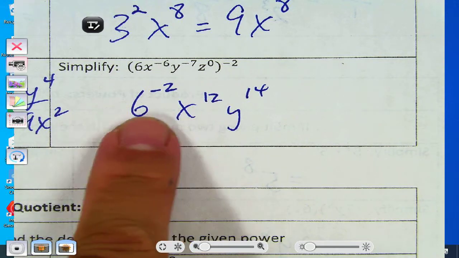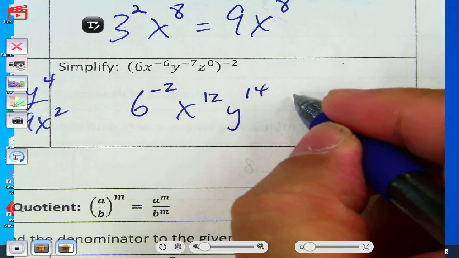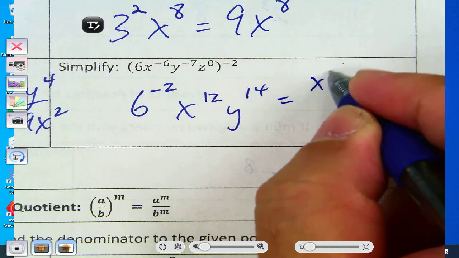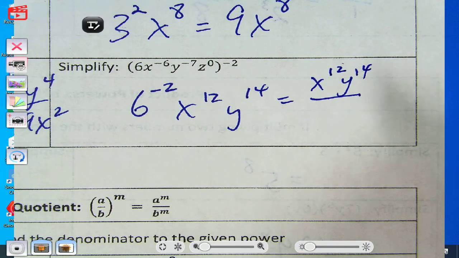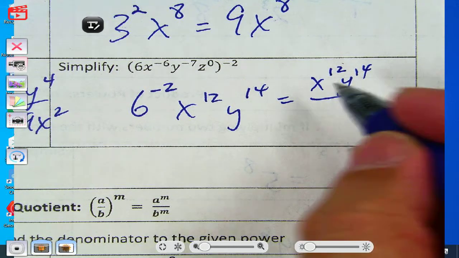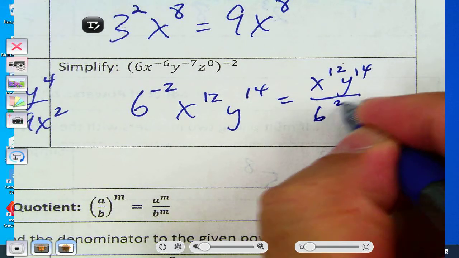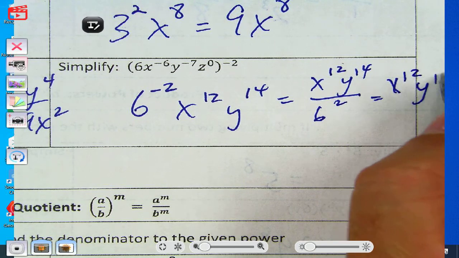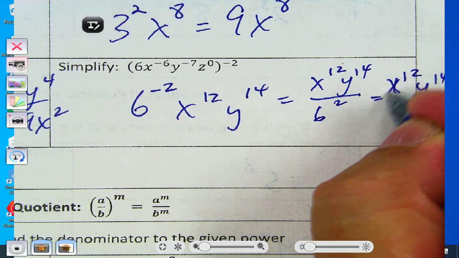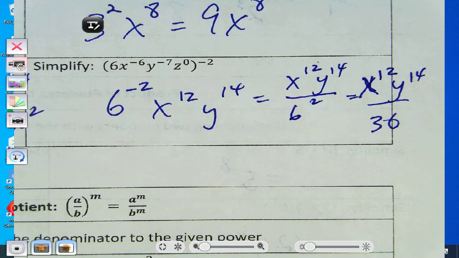So I only have one negative exponent left, so that's the only one I've got to deal with. So I'm going to write x to the 12, y to the 14 over what? 6 squared, which is, well, I'll write 6 squared. Yeah, exactly, 36. So x to the 12, y to the 14 over 36. What happened to the z? It was z to the 0. And z to the 0 is 1, so it basically goes away.